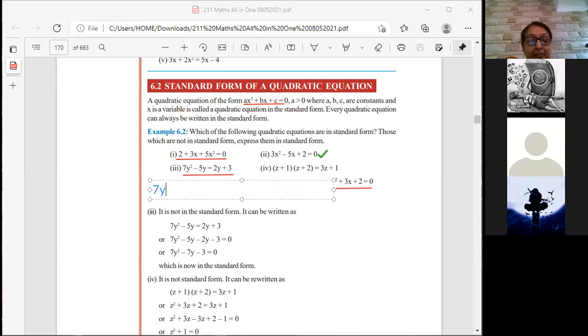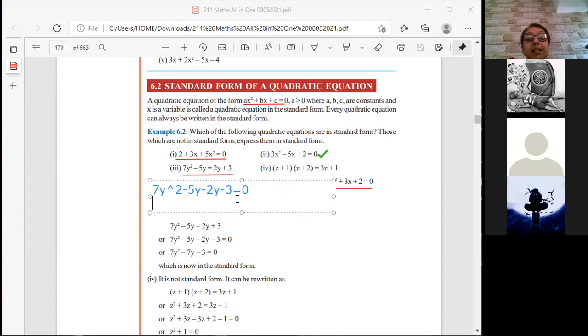Now, I have 7y square minus 5y. Now 2y from my right hand side is going to go to the left hand side. It's going to become minus 2y. Am I correct? 3 from the right hand side is now going to go to the left hand side. So it's going to become minus 3 is equal to 0. Am I right?